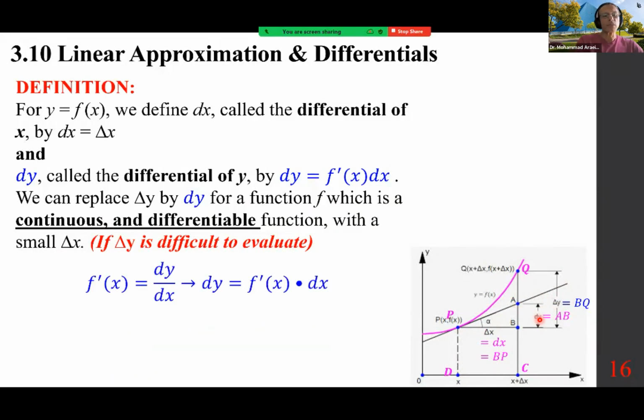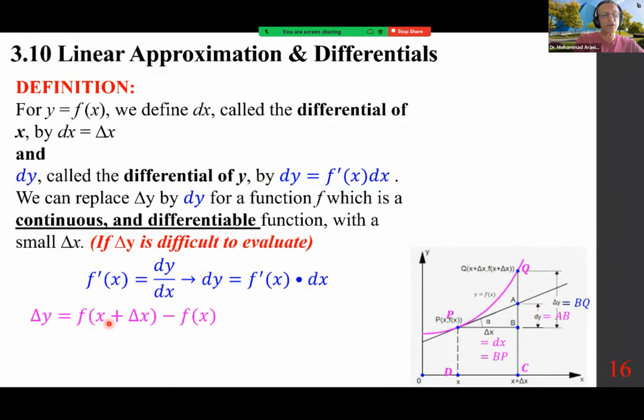So we write f prime of x is dy dx. If you treat this as a fraction, cross multiplication gives us dy equals f prime of x dx, which is known as the differential of y. Delta y is f of x plus delta x minus f of x. That's by definition the precise value. Delta y is this distance, f of x plus delta x minus f of x, this distance of BQ.